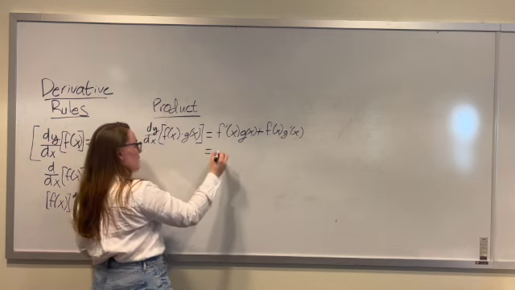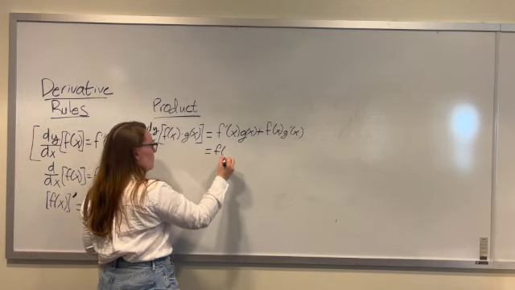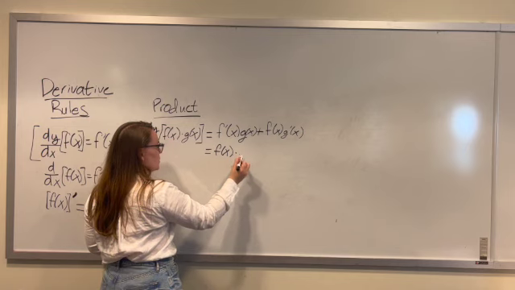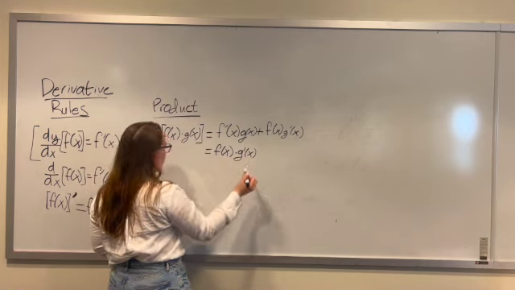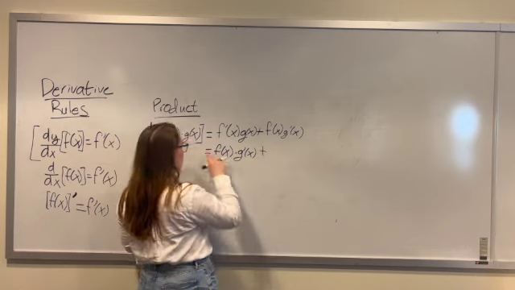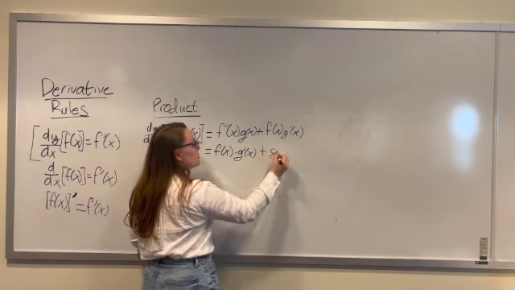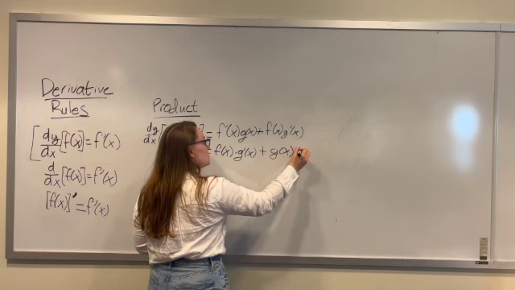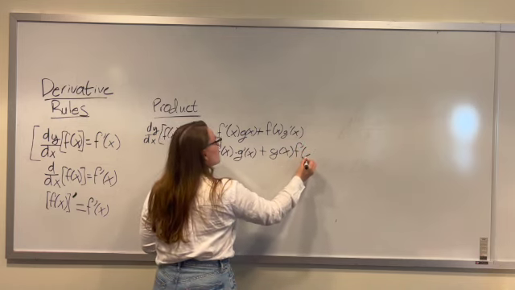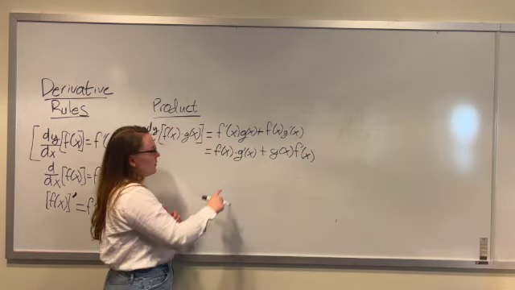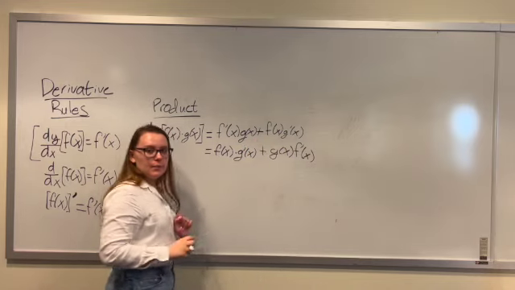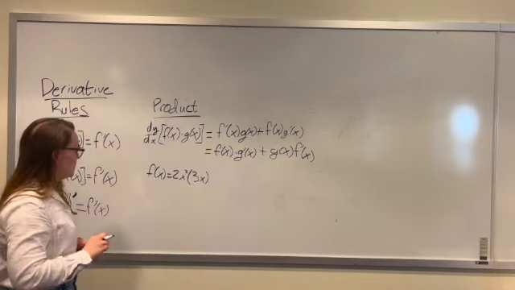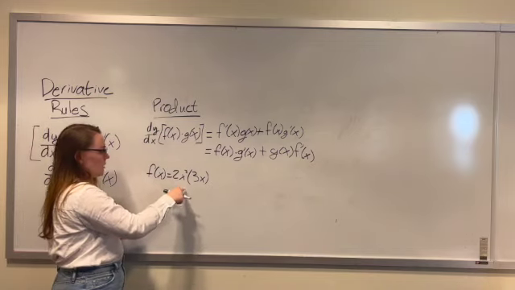Or the way that I learned it was this handy little saying: first d last. So f of x times the derivative of the last one, plus last, d first. And then these are the same equation, just switched around a little bit, but they're the same thing because it's addition.